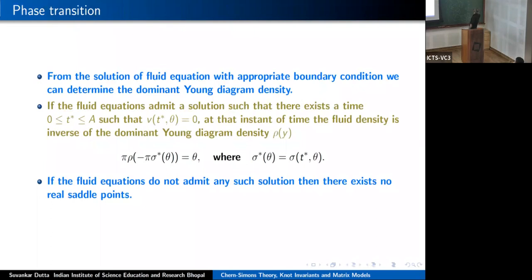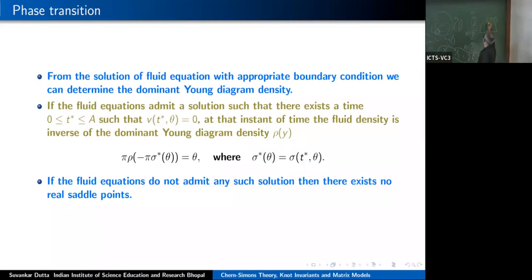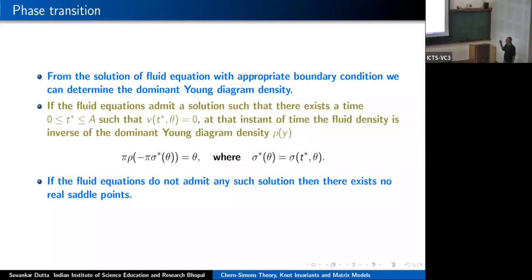Suppose this is your sigma 1, and suppose this is your sigma 2. You are starting from this sigma 1, your fluid is evolving, your sigma is changing, and finally going to sigma 2 at t equals a. In this process, you also have a corresponding velocity of the fluid. If you find a value t star such that the velocity of the fluid is 0, then the corresponding dominant Young diagram density, which I denote by rho, is basically the inverse of the fluid density at that particular point t star.